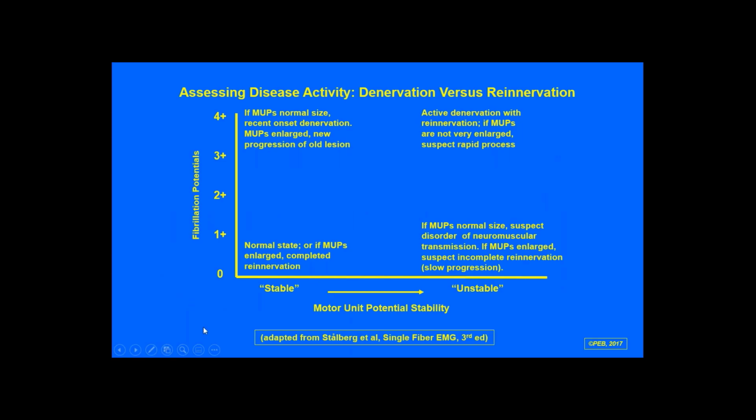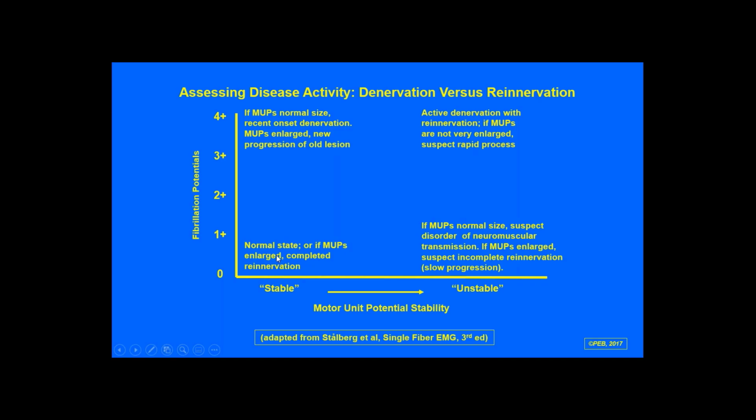And this I adopted from Professor Stålberg, which is a very nice way of thinking about things. Here we have fibrillations from none to major 4+, and stability to instability. ALS would be up here. We tend to, of course, see active denervation, fibrillation potentials, and we see a lot of instability. Here would be the normal state, with a normal appearing motor unit potential and no fibrillations. But let's say you had an enlarged motor unit potential suggesting reinnervation, no fibrillations, and stable, then that would be a process that's resolved.